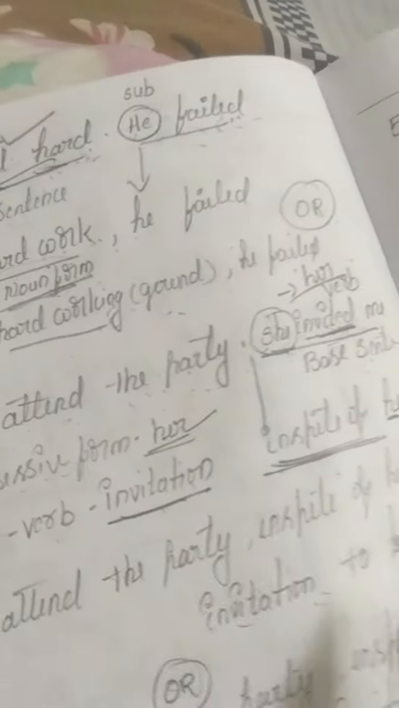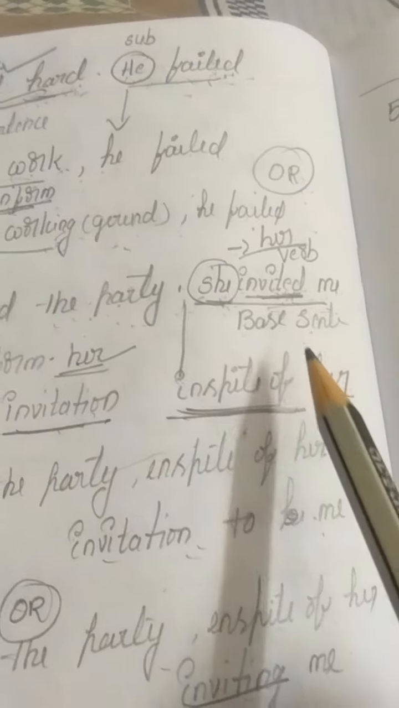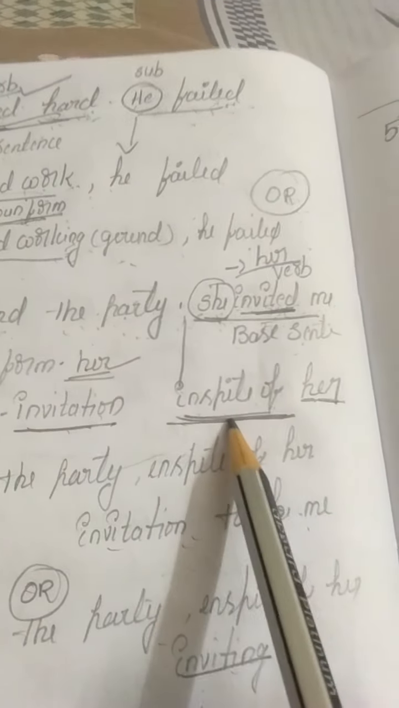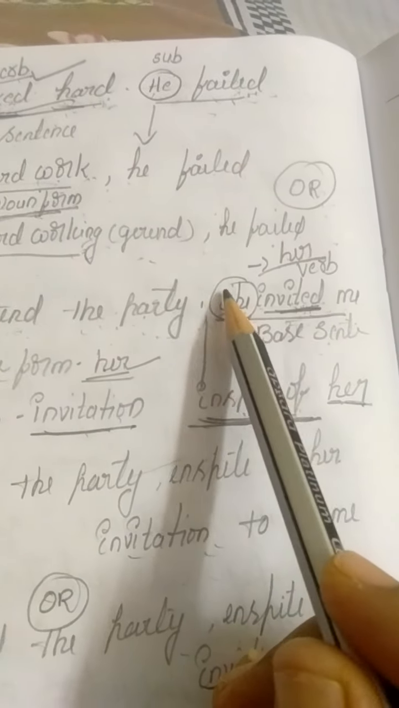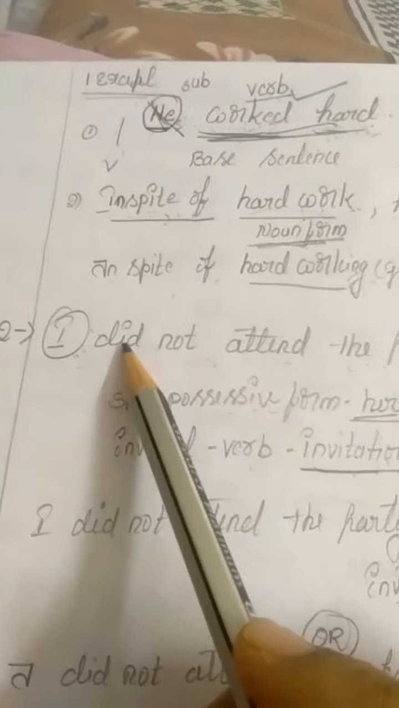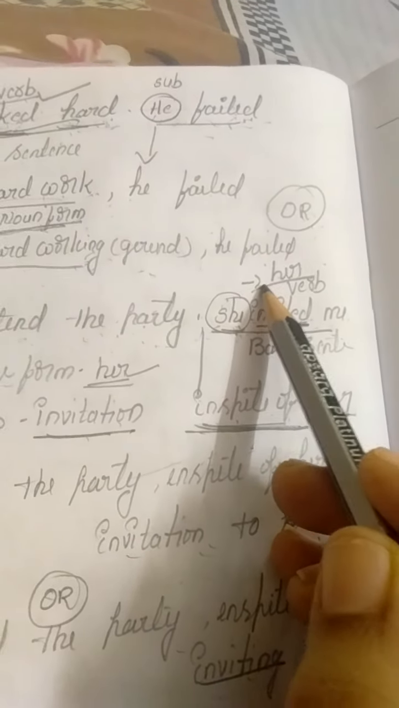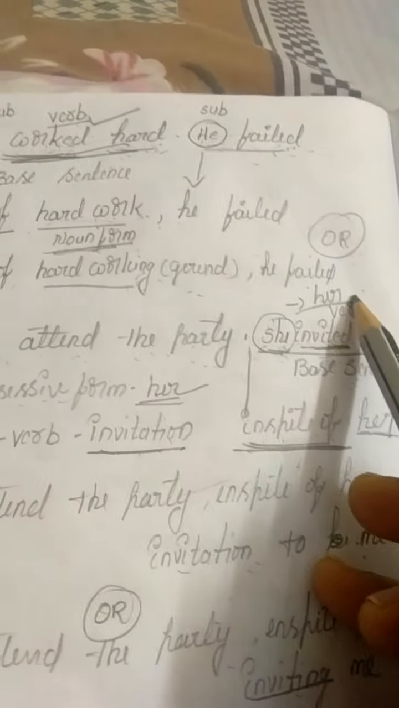Okay. Second one: I did not attend the party. She invited me. In these two sentences, the base sentence is "she invited me", so we keep "in spite of" there. After that, the subject: here it is "she", and in the other sentence the subject is "I". So they are different subjects, and we change "she" into its possessive form, "her".